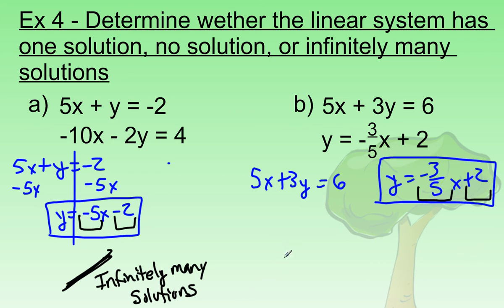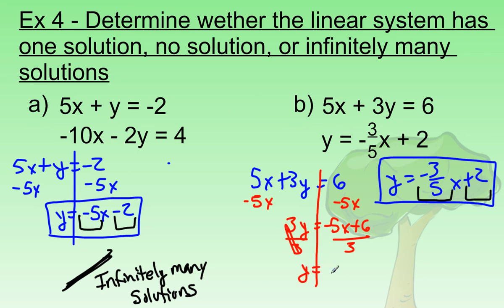Okay, on the left, solve for y, subtract 5x. 3y equals -5x plus 6, divide by 3 on both sides, cancels, y equals -5/3 x plus 2. Alright, where -5/3 is the slope, +2 is the intercept.